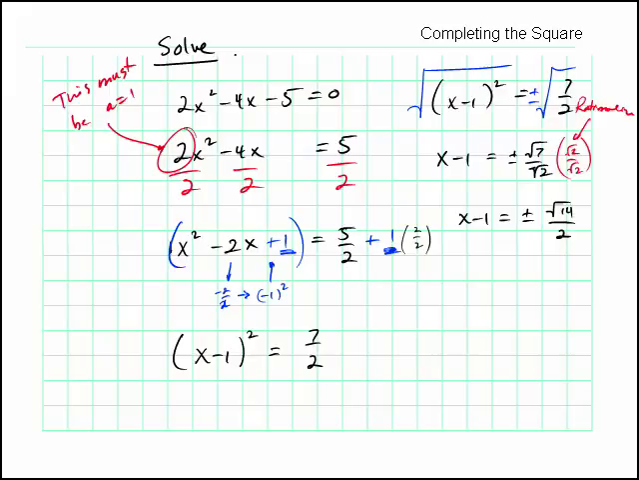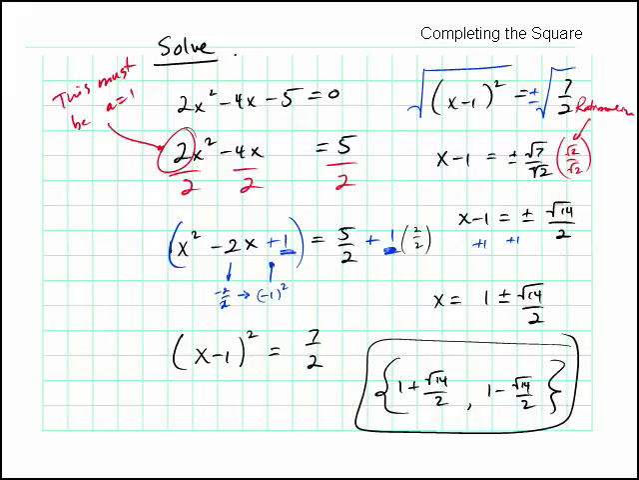Move the 1 over. Add 1 right there on both sides. Make sure you put the 1 in front of the radical, not behind it. And we end up with x equals 1 plus or minus square root 14 over 2. So my two solutions are 1 plus square root 14 over 2 and 1 minus square root 14 over 2. Solved. Let's try another one like that.